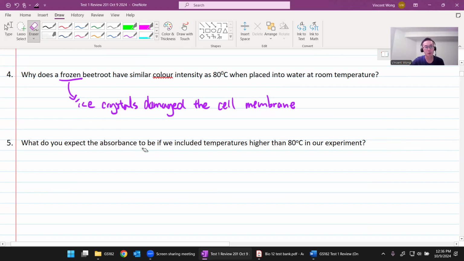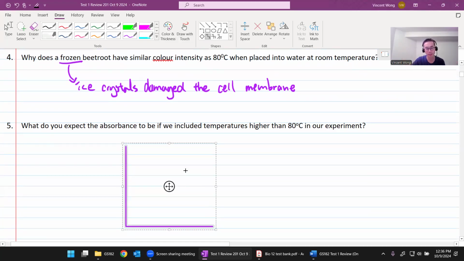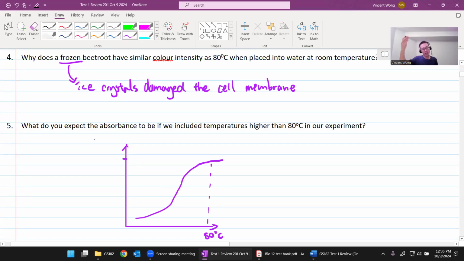What do you expect the absorbance to be if we include a temperature higher than 80? Now, a lot of you, well, not you per se, but the other class as well, look at the graph and say, oh, this here is 80 degrees, so if we keep on going, then it must reach 100% absorbance or something. Some people even say 120% absorbance. It's not possible to go beyond 100, first of all. If you shine light at it and absorb all of it, then that's 100% absorbance. You cannot absorb more than 100%.